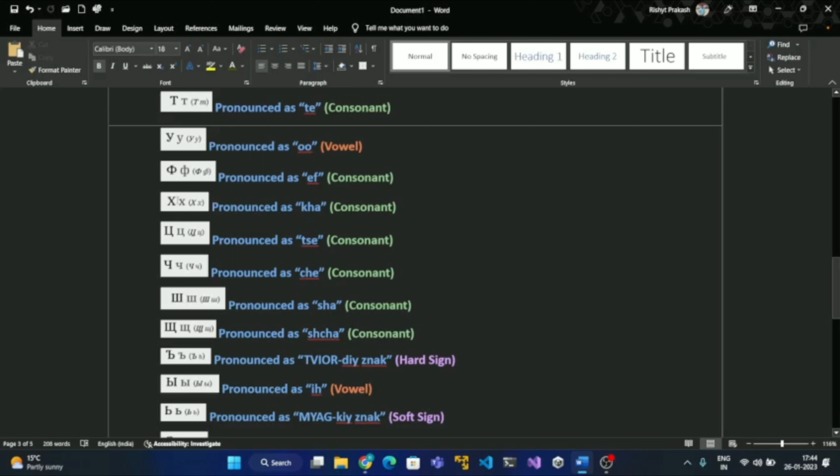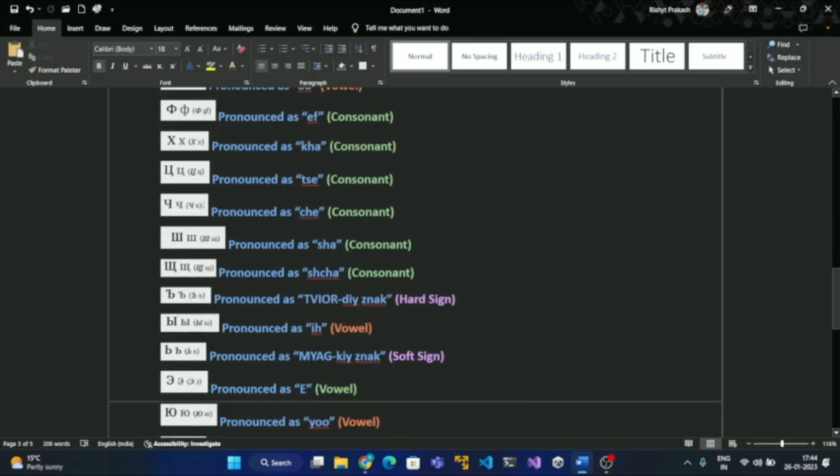After that we have Kha, which is a consonant. Then we have Tse, which is a consonant. After that we have Ch, which is a consonant. After that we have Sha, which is a consonant. Then we have Shcha, which is also a consonant. Keep in mind that the pronunciations are really similar, and they're similar in writing as well.